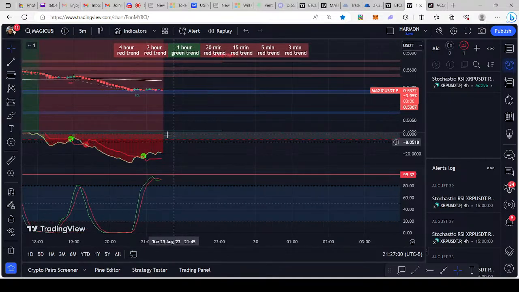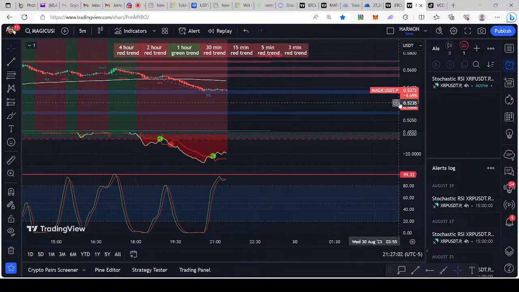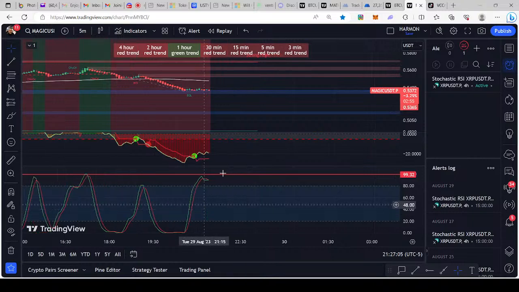Magic is actually looking like it wants to dump again. So I would play the 5 minute highs, top to bottom.